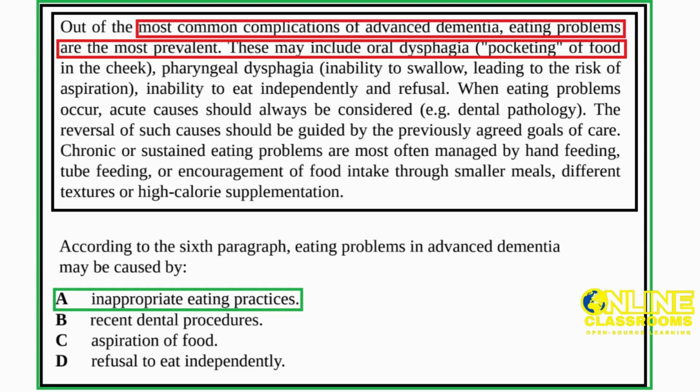Based on the analysis, option A, inappropriate eating practices, is not explicitly mentioned as a cause of eating problems in the paragraph. Option B, recent dental procedures, is mentioned in the paragraph as an acute cause that should be considered. Option C, aspiration of food, is mentioned as a risk associated with pharyngeal dysphagia. Option D, refusal to eat independently, is mentioned as one of the eating problems that may occur in advanced dementia. Given that options B, C, and D are all mentioned in the paragraph as valid causes or considerations for eating problems in advanced dementia, and option A is not mentioned, the correct answer is option A.